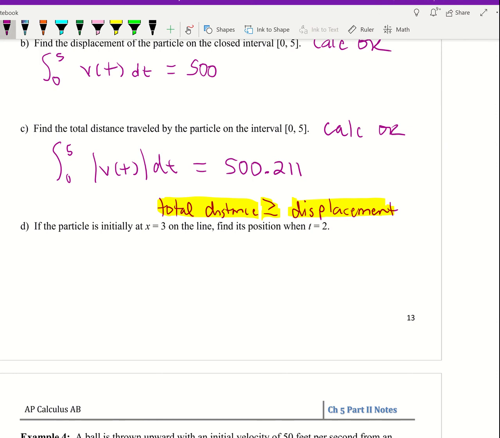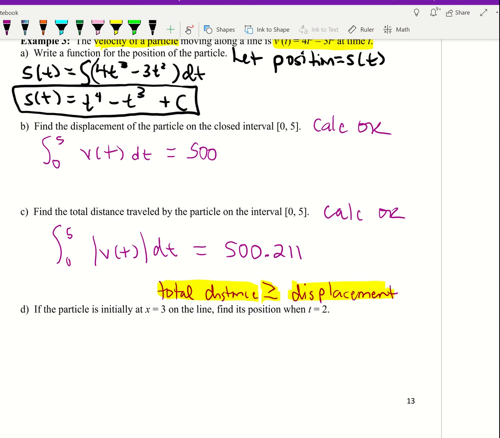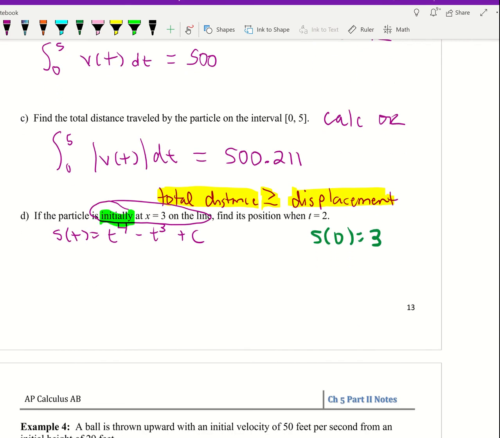Well, I'm going to go back to what we did in part A. We had an expression for the position, which was t to the 4th minus t cubed plus C. And this right here is going to give me an ordered pair. That term initially means that time is 0. So S of 0 is equal to 3. I can use this to find out what C is. And so I can plug in a 3 here, and time is 0, which will zero out. And so C is 3.